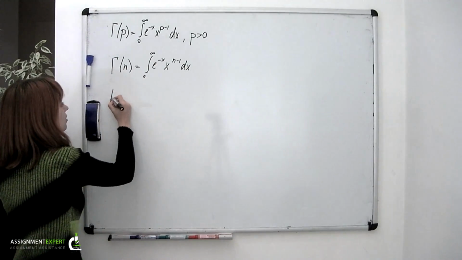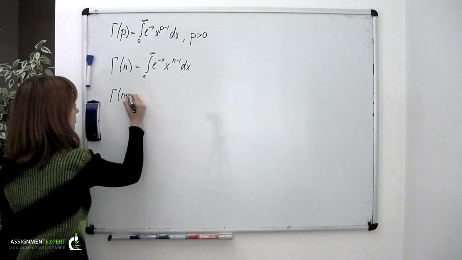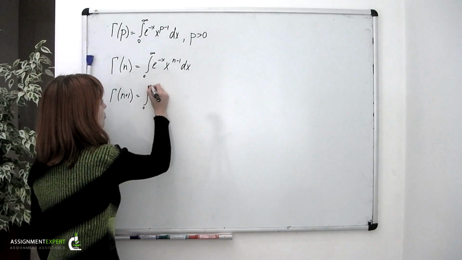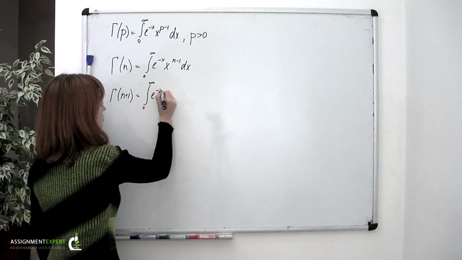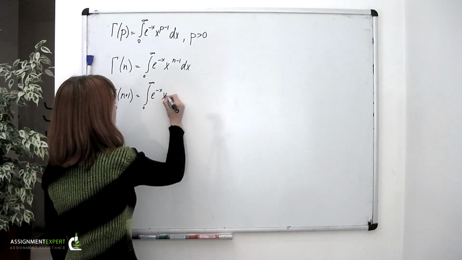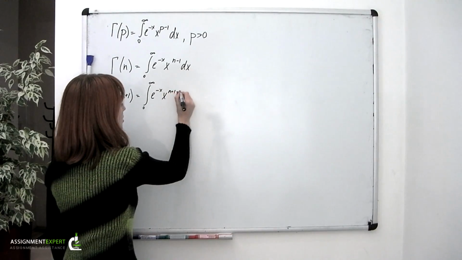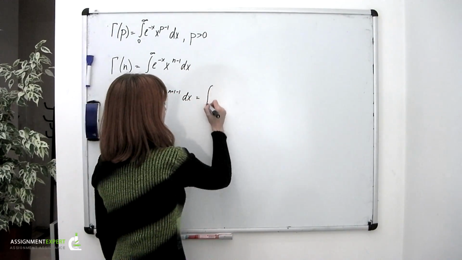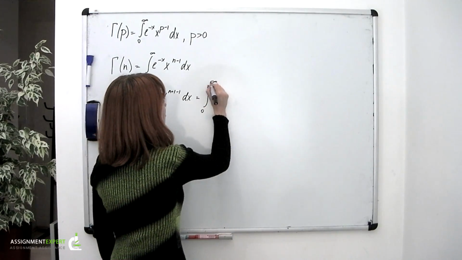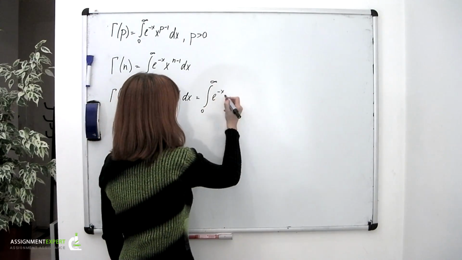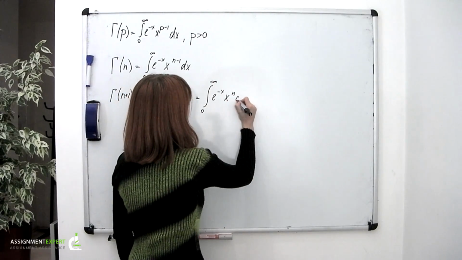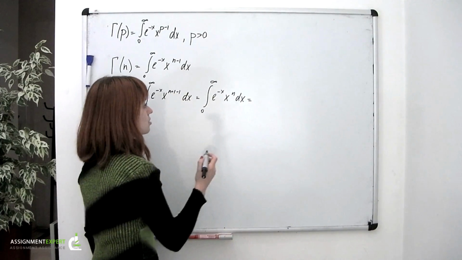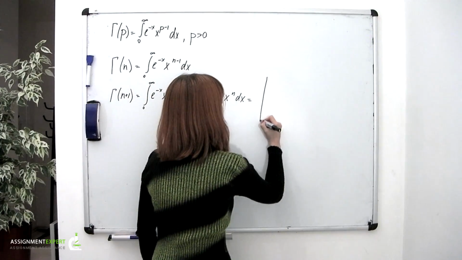Let's consider gamma of n plus 1. It is equal to the integral from 0 to infinity of e to the negative x times x to the n plus 1 minus 1 dx, which is equal to integral from 0 to infinity of e to negative x times x to the n dx. And let's evaluate this integral using the rule of integration by parts.